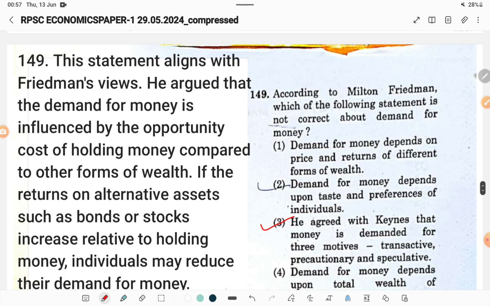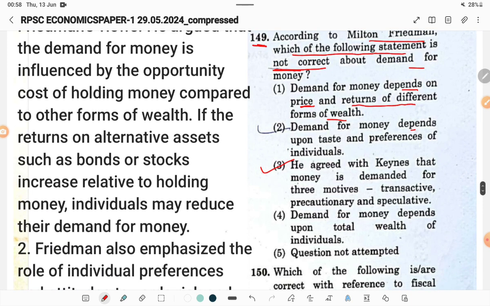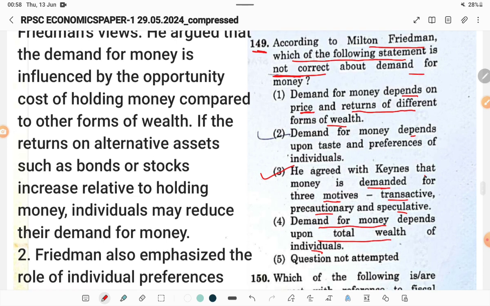Now the second last question, 149. According to Milton Friedman, which of the following statements is not correct about demand for money? The first: demand for money depends on price and returns of different forms of wealth. The second: demand for money depends upon taste and preferences of individuals. The third: he argued, with the change, that money is demanded for three motives: transaction, precautionary, and speculative motive. And the fourth: demand for money depends upon total wealth of individuals. Here is the explanation of this question.